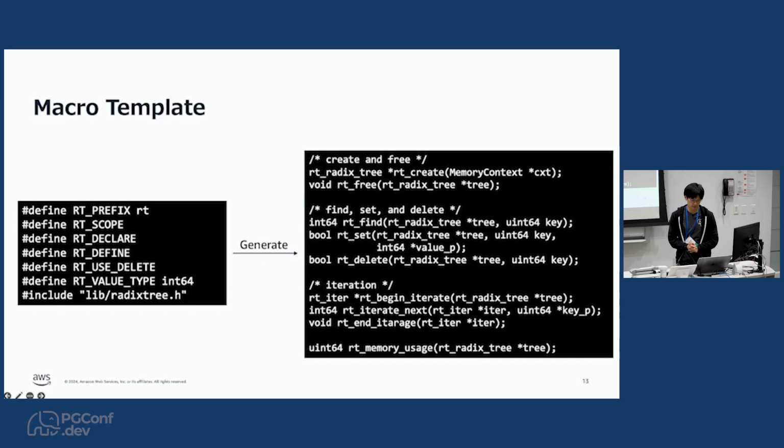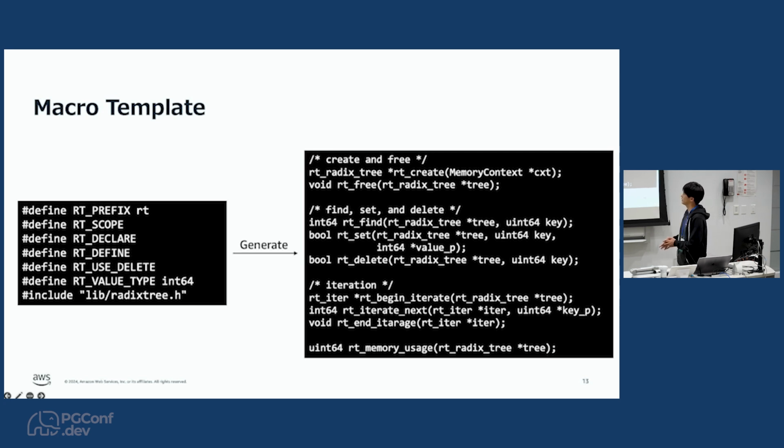Our radix tree adopts a macro template style, which means the radix tree is defined in a header file rather than a .c file. The user who wants to use the radix tree needs to specify some parameters like RT_PREFIX, RT_SCOPE, RT_DECLARE, and so on. RT_VALUE_TYPE is used to specify the value type. Then they need to include lib/radixtree.c, which generates the radix tree code. The generated radix tree is prefixed with RT in this case, along with the corresponding APIs.